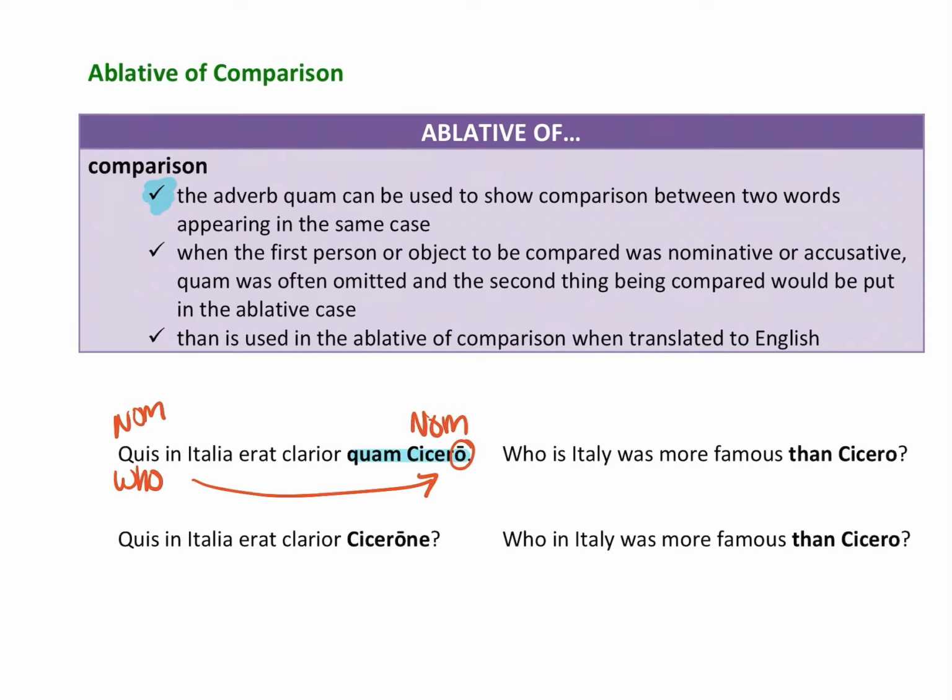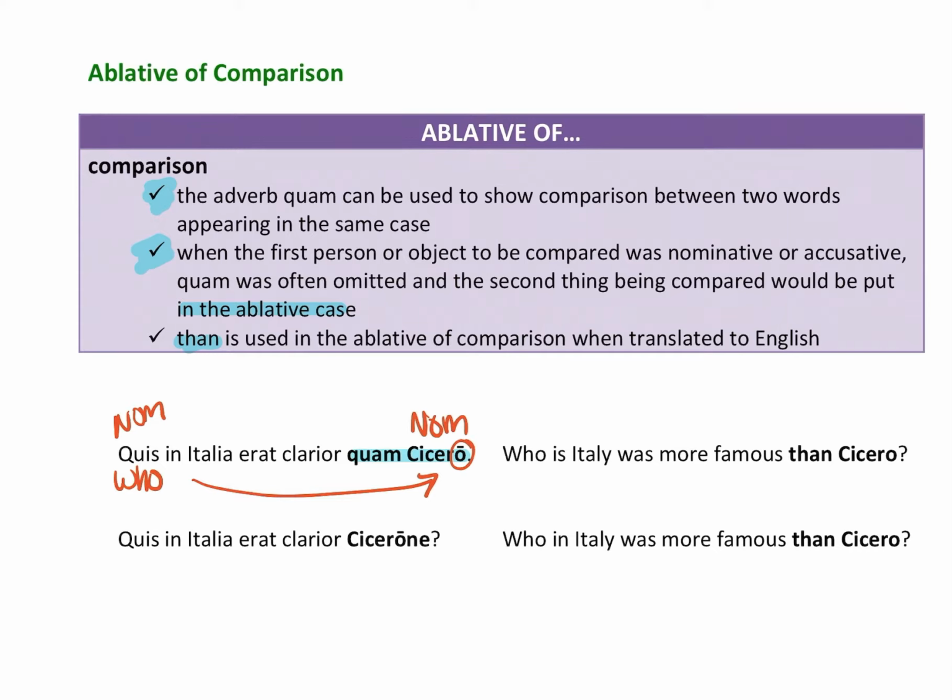Don't be fooled by the O here. That's not ablative. That's actually his nominative ending. Okay? All right. On the second point here: when the first person or object to be compared was in the nominative or accusative case, quam was often omitted, and the second thing being compared would be put in the ablative case. "Than" is still used when translated into English, even though there's not a quam.